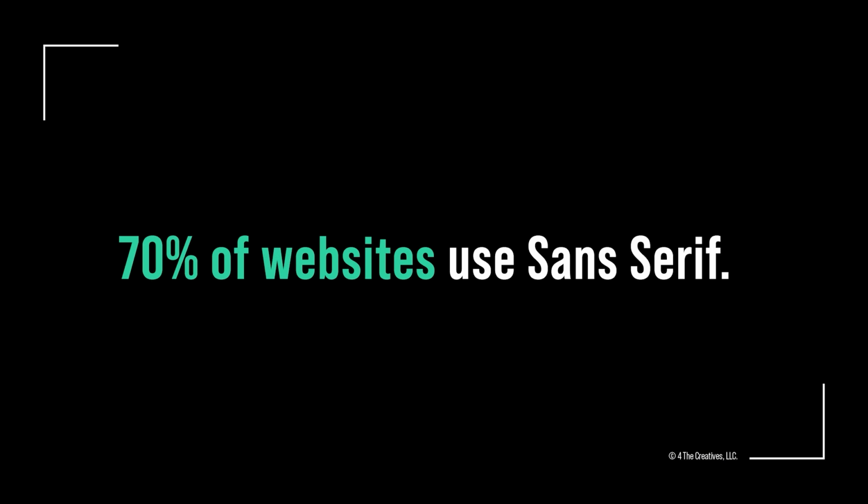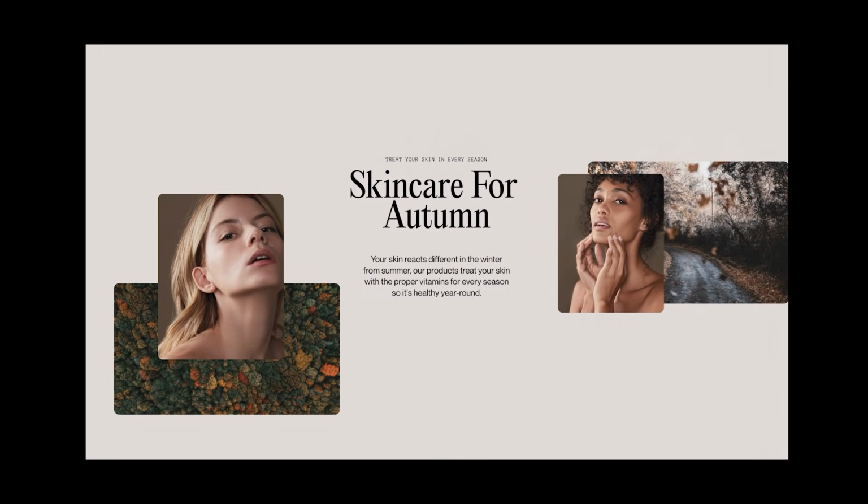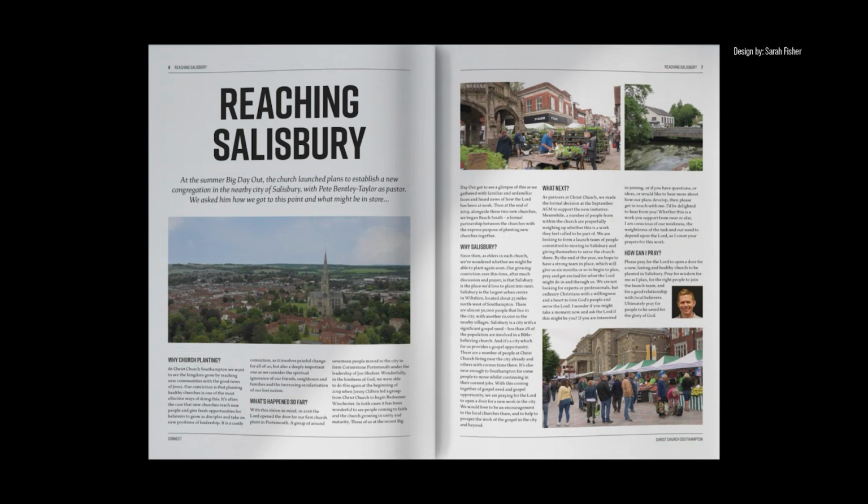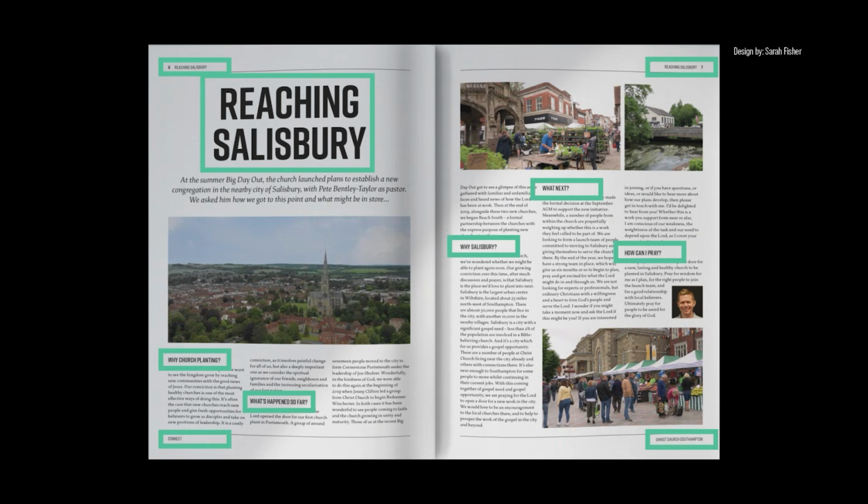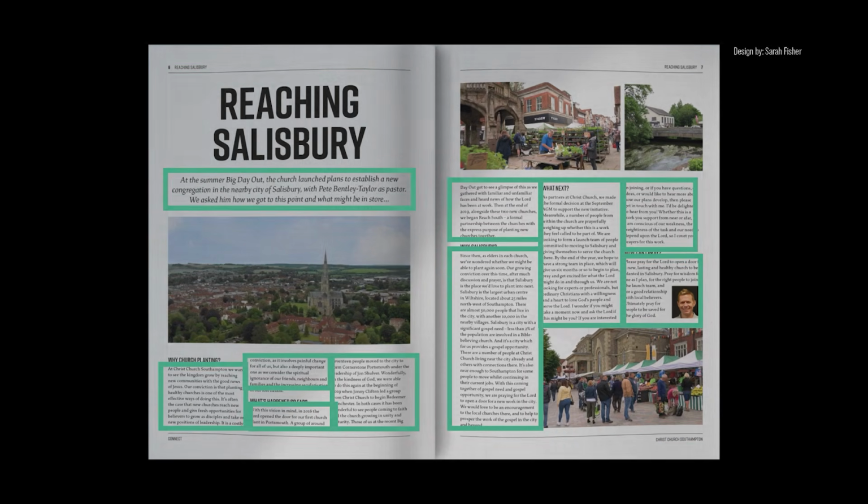70% of type on the web is using sans serif. That doesn't mean you can't use serif in digital or sans serif in printed, but these are guidelines and rules to think with when you're designing. You can see serif and sans serifs used often together to contrast and complement each other, such as serif headlines with sans serif type, or sans serif headlines and subheadlines used with serif type in this magazine.